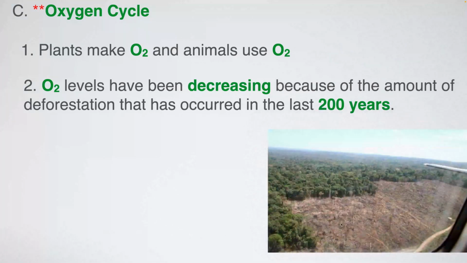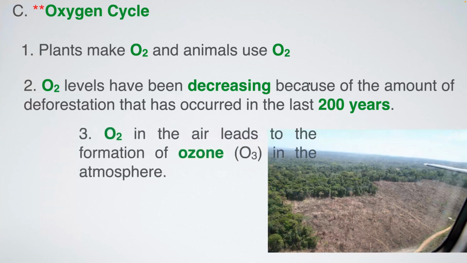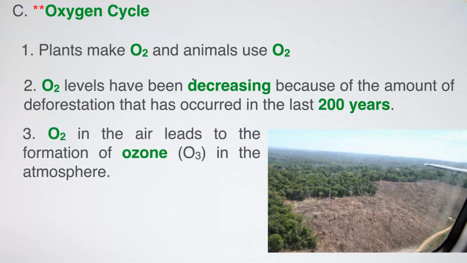And so here we have some deforestation pictures of logging in the Amazon. And so obviously if you're decreasing the amount of plants, you're going to have a negative effect on the amount of oxygen. In addition to that, O2 can combine in the atmosphere with what's called free radical oxygen, so it's just oxygen all by itself, to make ozone, which is in the atmosphere. That's O3, by the way.